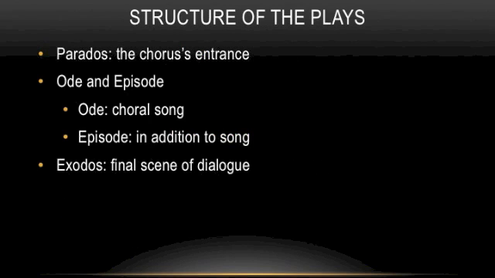The text of the play is also structured in a particular way. There's the parados. There's a series of odes and episodes, and then an exodus. The parados I referred to earlier, it's basically when the chorus parades in. It's the opening number. Then there's a series of odes and episodes.